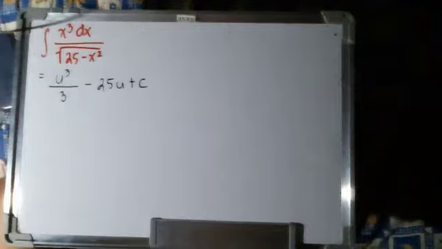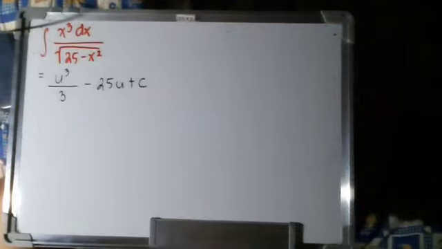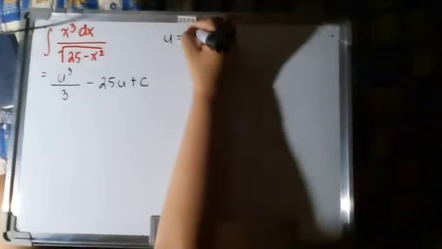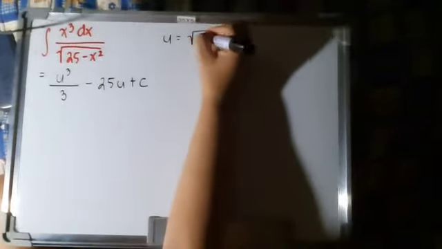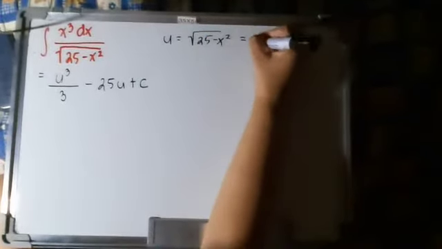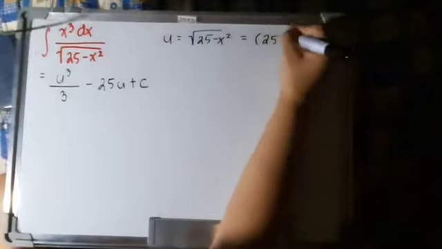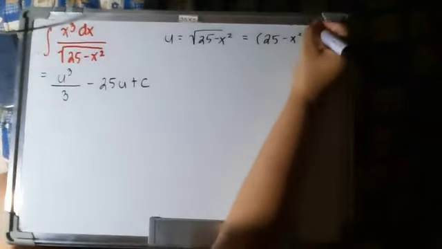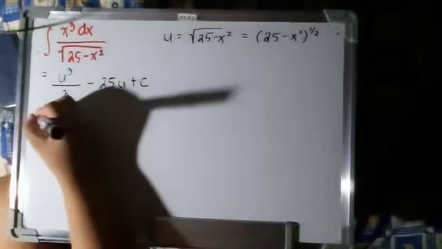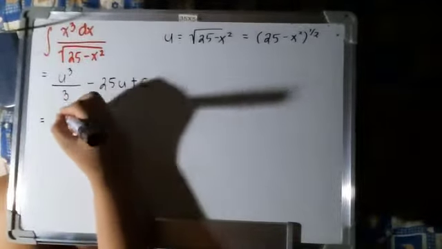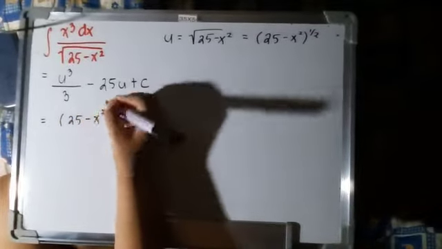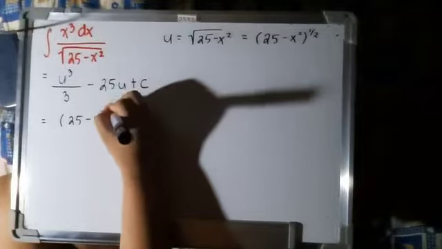So, yan. So, next, ibabalik natin yung original value ng u natin, which is, sabi natin kanina, u is equal to square root of 25 minus x squared. Pwede rin naman natin itong i-express as 25 minus x squared raised to 1/2 para dito sa part na to. So, this will be equal to quantity 25 minus x squared raised to 1/2.